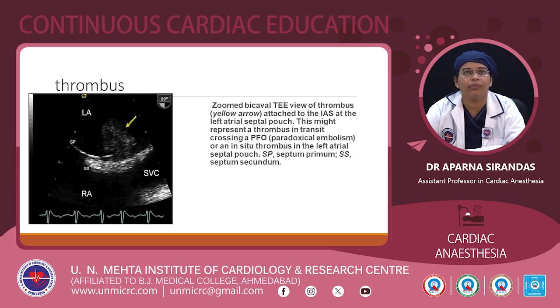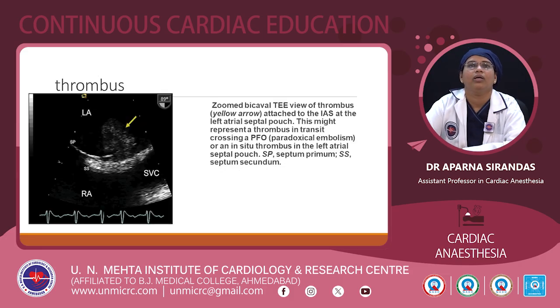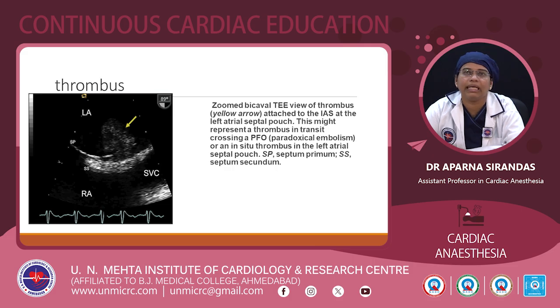tubular type. Coming to the thrombus, in this you can see zoomed bicaval TE view of the thrombus in the yellow arrow. It is attached to the interatrial septum at the left atrial septal pouch. This might represent a thrombus in transit crossing a patent foramen ovale, that is paradoxical embolism, or an in situ thrombus in the left atrial septal pouch.